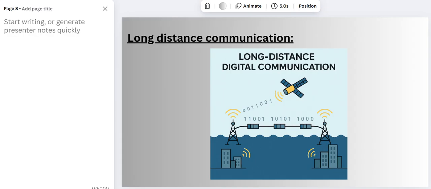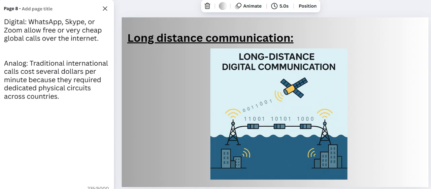Digital systems allow signals to travel over very long distances with minimal degradation thanks to regeneration and efficient transmission methods. We do long distance communication easily because of, as I told you before, optical fiber communication and satellite communication. So, what is the benefit of using digital communication? It's cheap also. As I told you before, it's cost efficient.